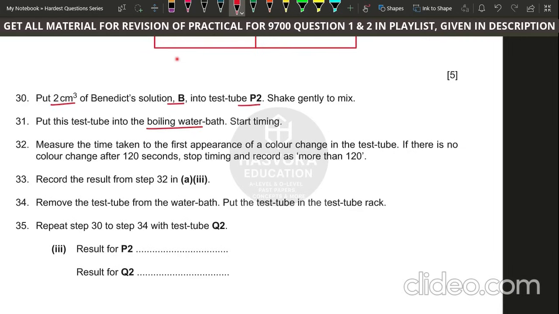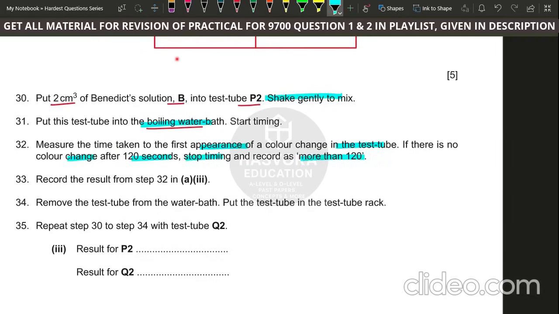For example, if I'm testing for the solution P2, I have to add 2 cm cube of the Benedict's solution and 2 cm cube of the solution of P2. Then shake gently to mix. Okay, so put this test tube into a boiling water bath and start timing. Measure the time taken for the first appearance of the color change in the test tube. If there is no color change after 120 seconds, stop timing and record it as more than 120.